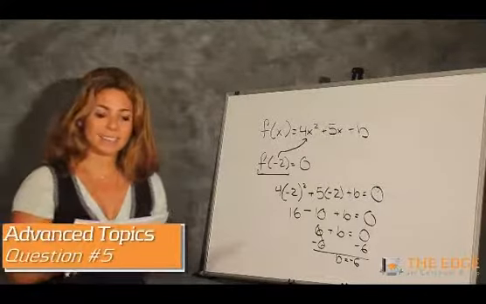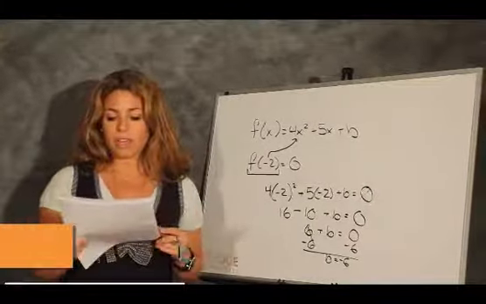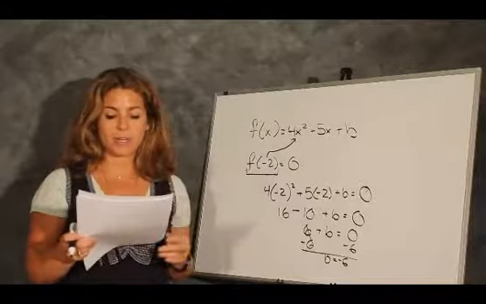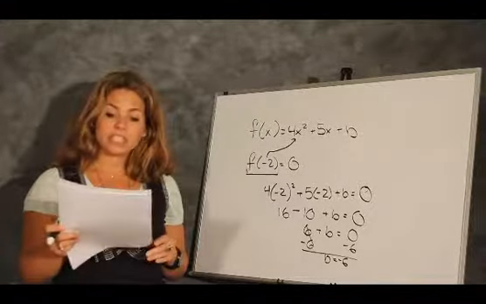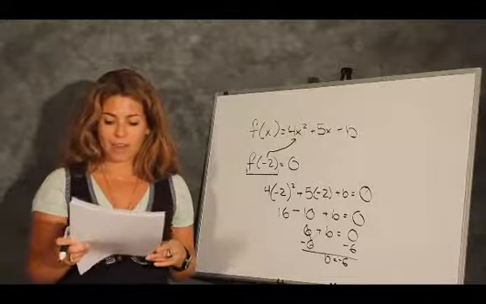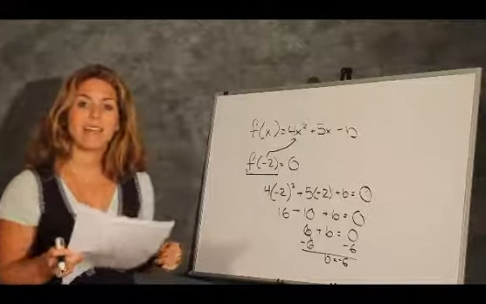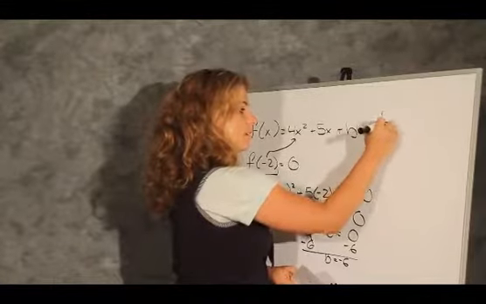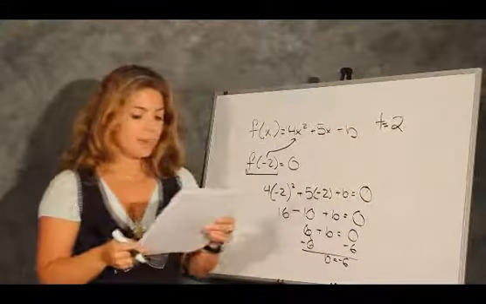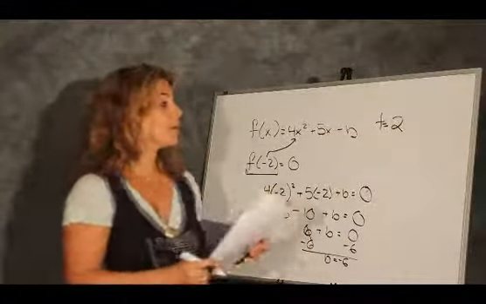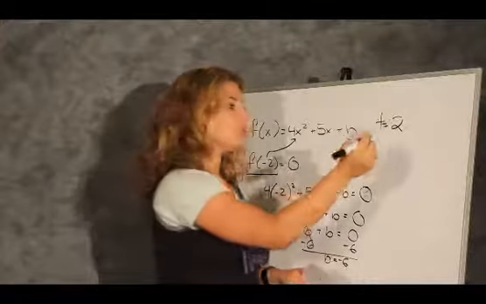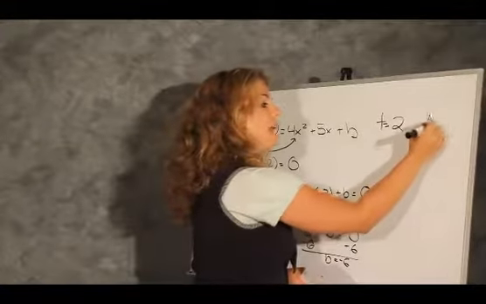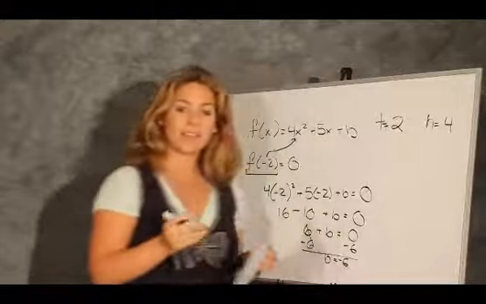Number 5 says, 2 students are working on a mathematical model for a science experiment in which a tennis ball is thrust into the air. The first finds that at time t equals 2 seconds, the ball is at a height of 4 meters. So when the time is 2, we know our height is 4 meters.